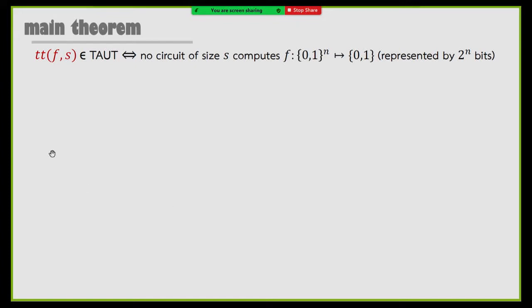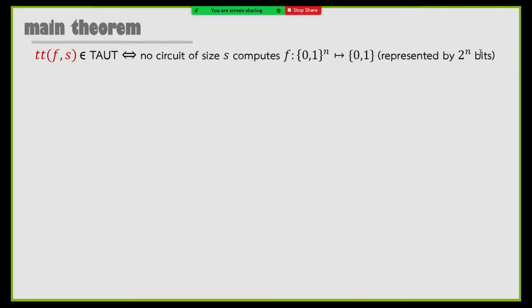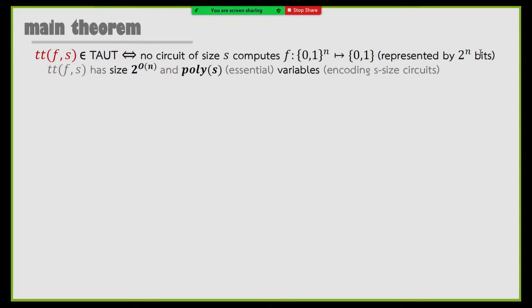So I will denote by TT_{f,S} a propositional formula with the following property. The formula is tautological if and only if there is no circuit of size S which computes Boolean function f with n inputs. And the function f is represented by its truth table. So given a truth table of a Boolean function, the statement that there is no circuit of size S which computes the function f is a co-NP statement. So we can write down a propositional formula which has this property. And the formula is going to have size exponential in n, because it's going to use the whole truth table of the function f. This is going to be a hardwired string inside the formula.